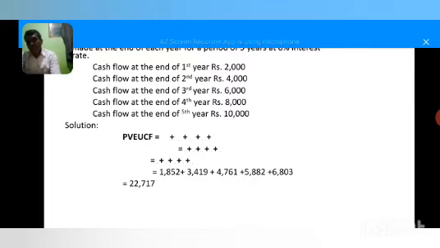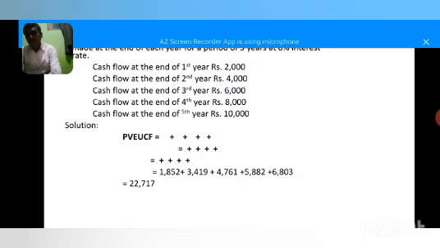Now we are going to simplify 2000 divided by 1.08 plus 4000 divided by 1.17 plus 6000 divided by 1.26 plus 8000 divided by 1.36 plus 10,000 divided by 1.47.